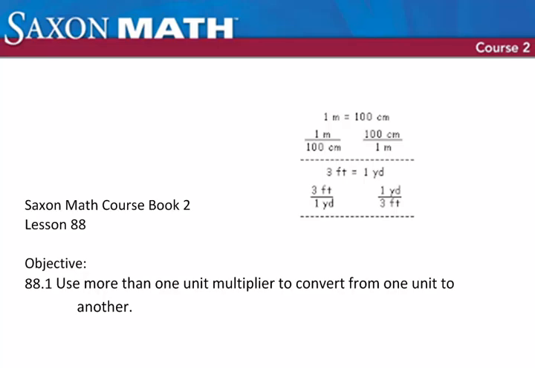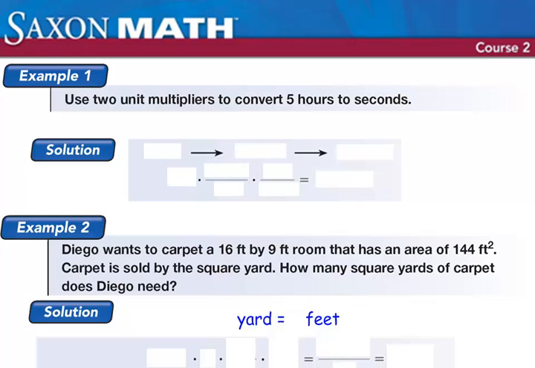Welcome to Saxon Math, Course Book 2, Lesson 88, Objective 88.1. Use more than one unit multiplier to convert from one unit to another. Example 1. Use 2 unit multipliers to convert hours to seconds.